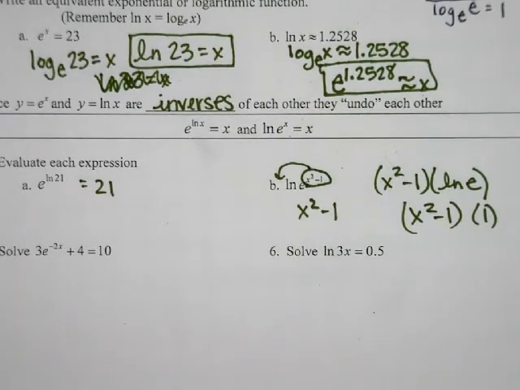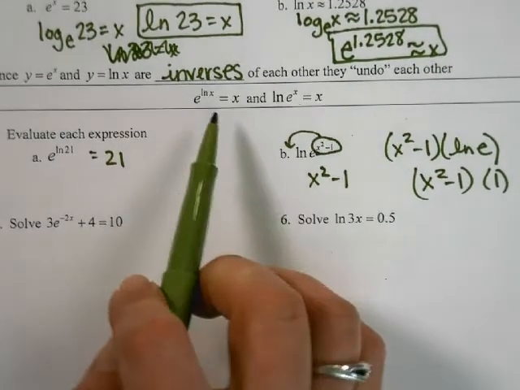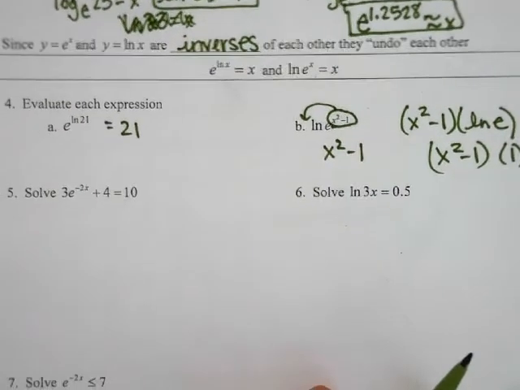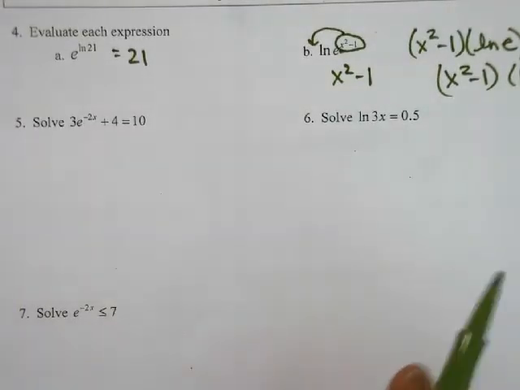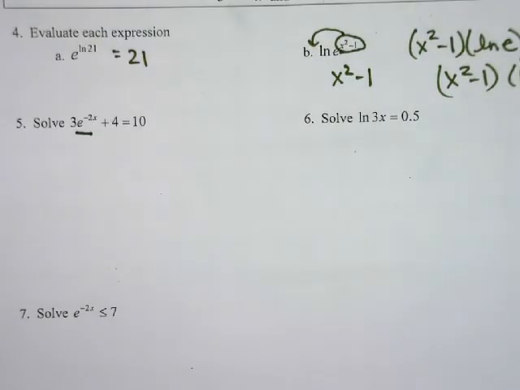Okay. Ready to try solving some? We're going to use the fact that they're inverses and they undo each other a ton. These are very similar to the ones that we just did yesterday. So, look at number 5 there. It says solve 3e to the negative 2x plus 4 equals 10. The first thing we have to do is get this e to whatever all by himself. So if I want to get that all by himself, what do I need to do first?